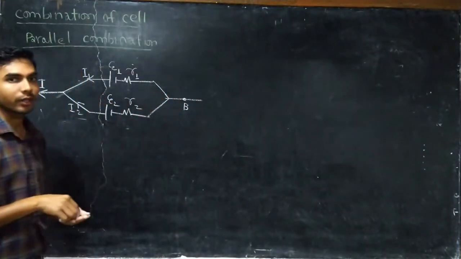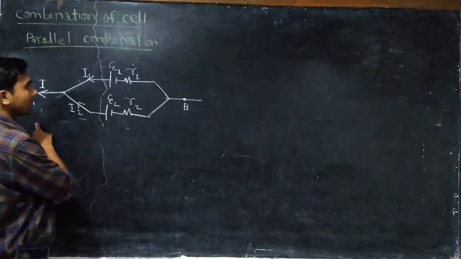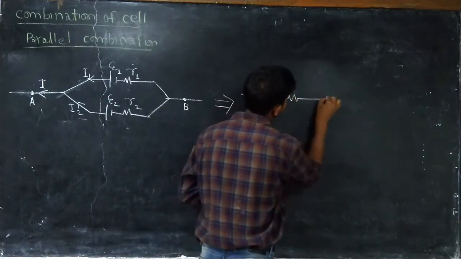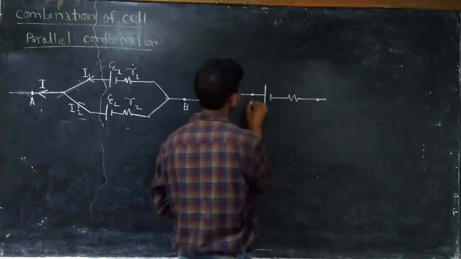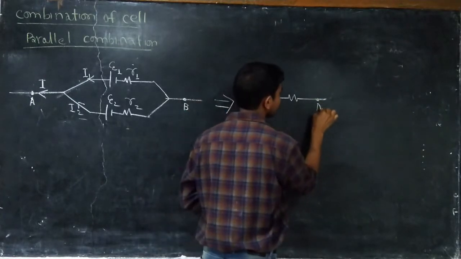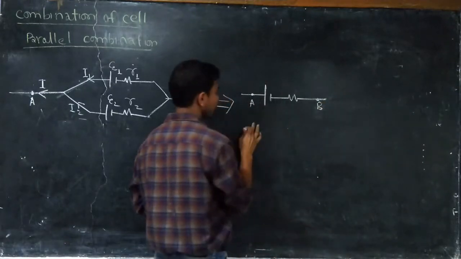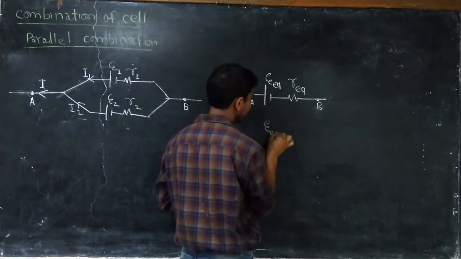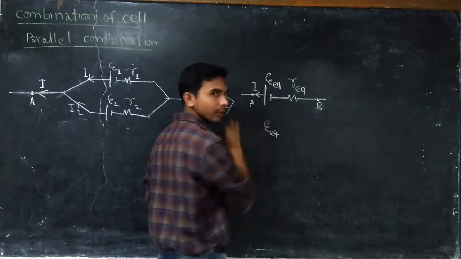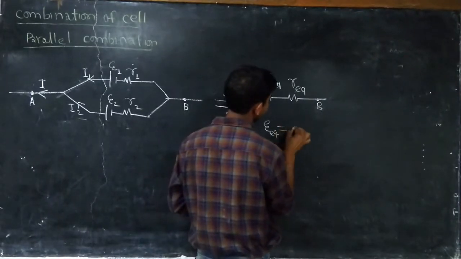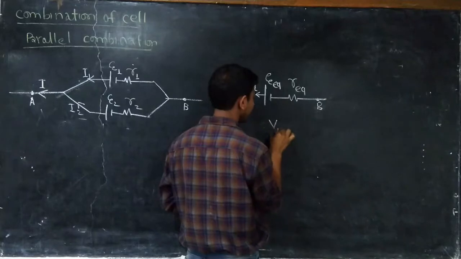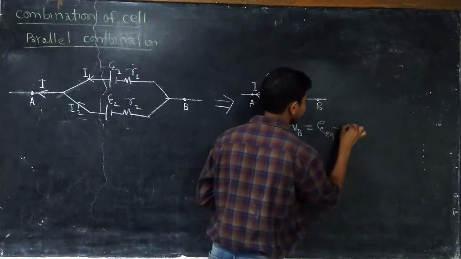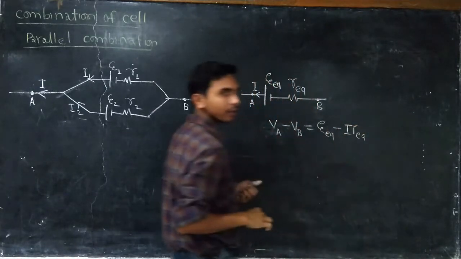Okay, so again we are going to calculate the equivalent of this one, right? Suppose this is your equivalent circuit. As I told you, the equivalent is a single cell which creates the same effect as created by the combination. This is your point A, this is your point B, right? This is R equivalent. So for this one we are able to write that here current will be I, right? So we can write VA minus VB is equal to E equivalent minus I R equivalent, right?